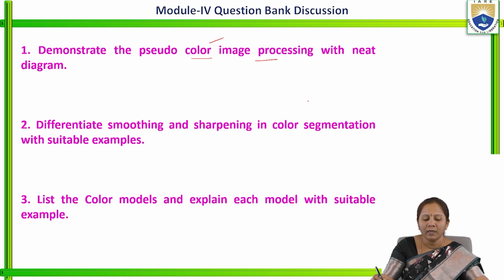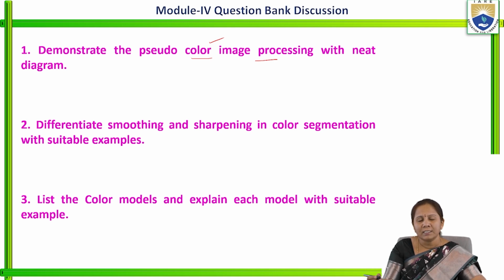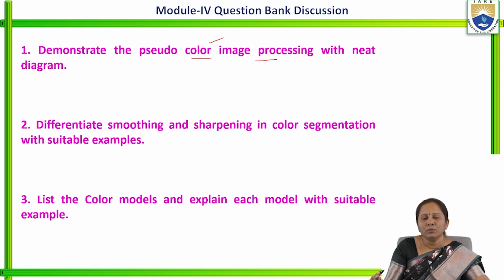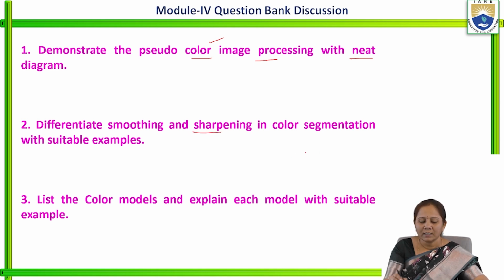Pseudo-color image processing can be done using two methods. One is intensity slicing, and the second technique is gray level to color transformation. While discussing these two techniques, we can discuss them with respect to drawing a block diagram. Next, differentiate smoothing and sharpening in color segmentation with suitable examples.